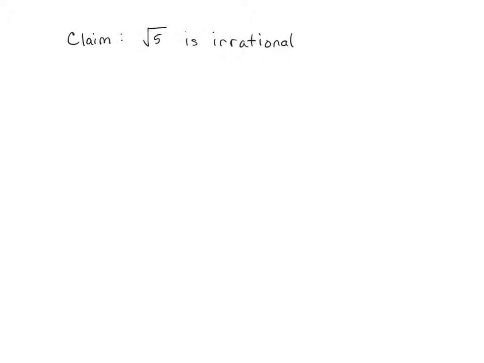So we're going to start that by making an assumption of the opposite here. So we are saying that square root of 5 is irrational. So our assumption is that the square root of 5 is a rational number. Now, what does that mean?